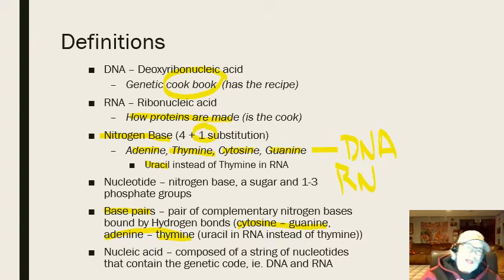A nucleic acid is basically a string of these nucleotides that contain the genetic code. So a nucleic acid is, for lack of anything else, DNA and RNA. Okay, so these are definitions. If you don't get these, it might be a good idea to go back and review this before you head on, because these definitions are going to be coming up time and time again as we continue with this discussion.